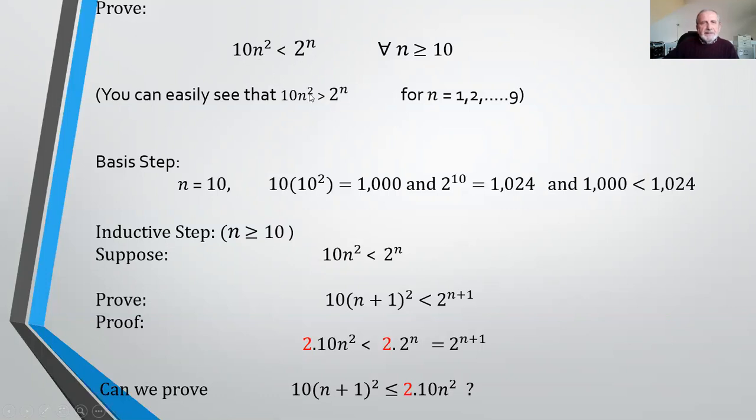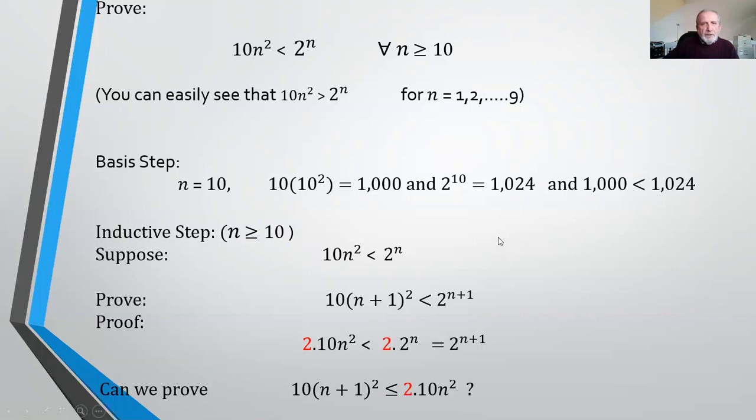So the mathematical induction here has to start with 10. So the basis step is n equals 10. You replace 10 here. 10 squared is 100 times 10 is 1000. And 2 to the power 10 is 1024. And 1000 is less than 1024.